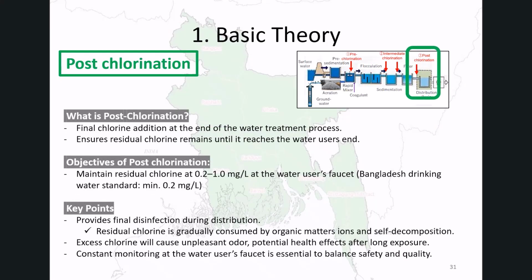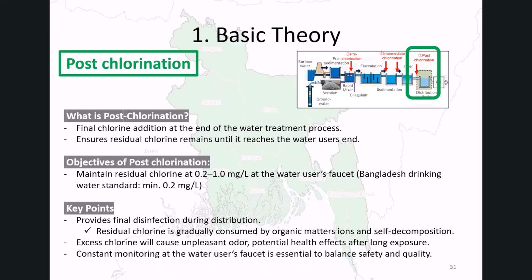Post-chlorination is the final chlorine addition at the end of the treatment process. Its purpose is to ensure that residual chlorine remains in the water until it reaches the user's tap. The objective here is to maintain residual chlorine between 0.2 and 1.0 milligrams per liter at the user's faucet. According to the Bangladesh Drinking Water Standard, 0.2 milligrams per liter is the minimum requirement. Post-chlorination provides the final disinfection effect and protects water during distribution.